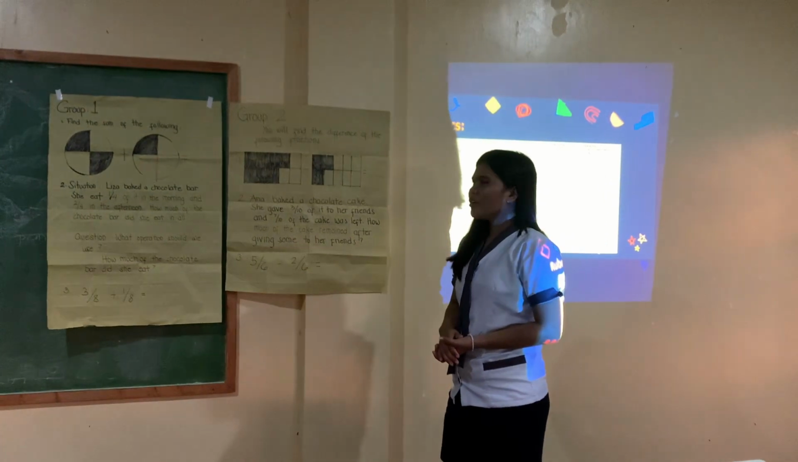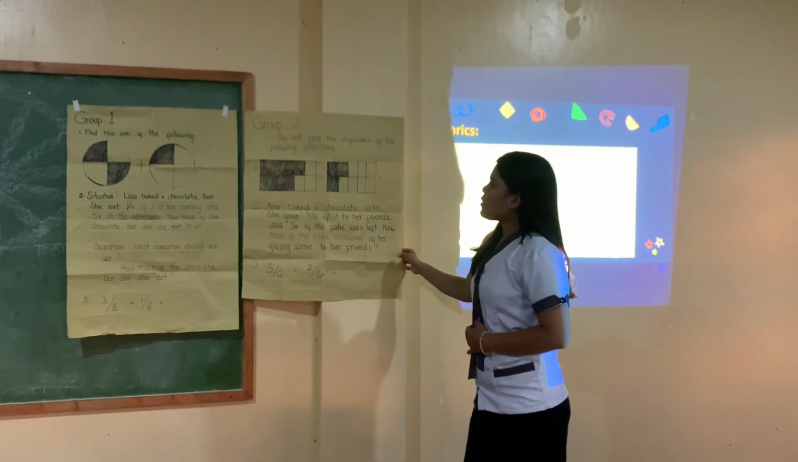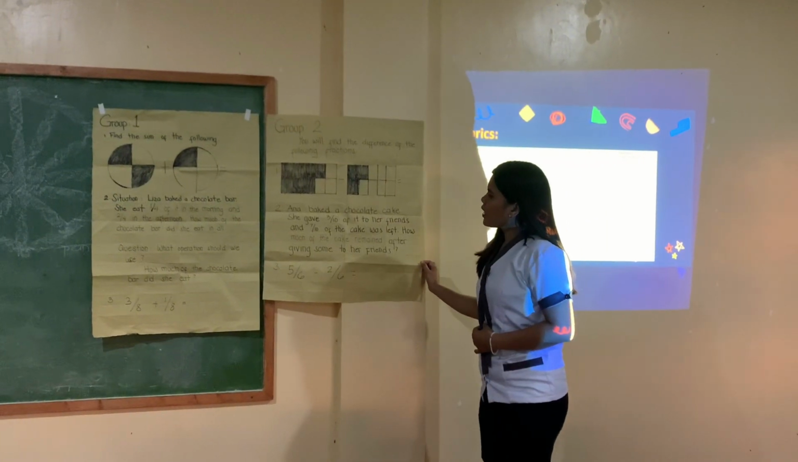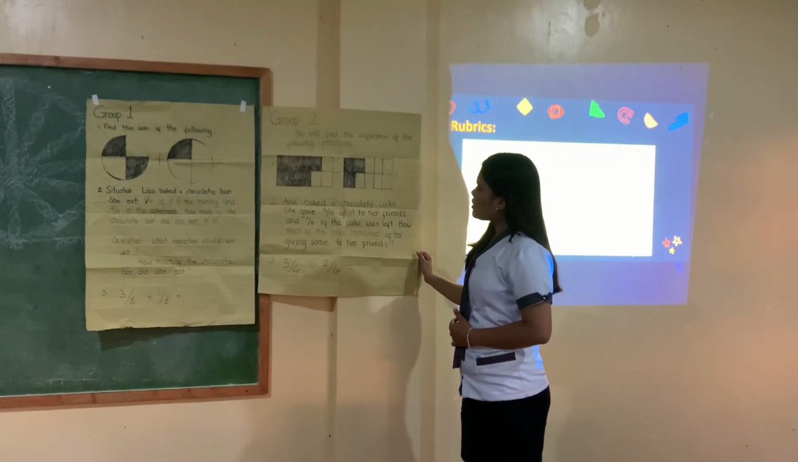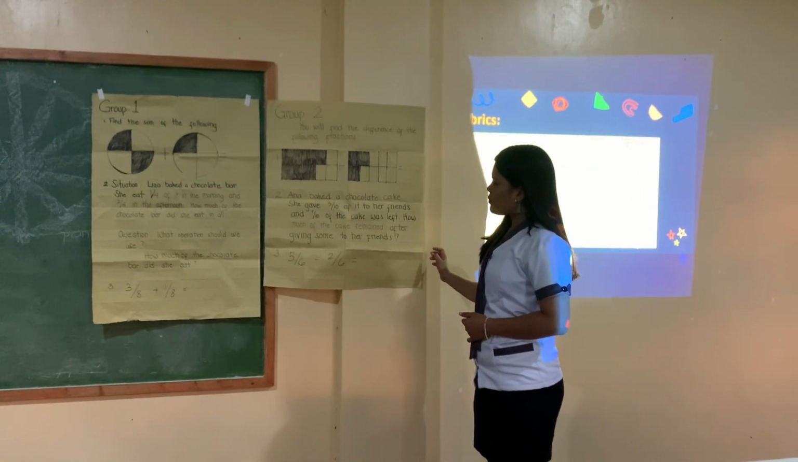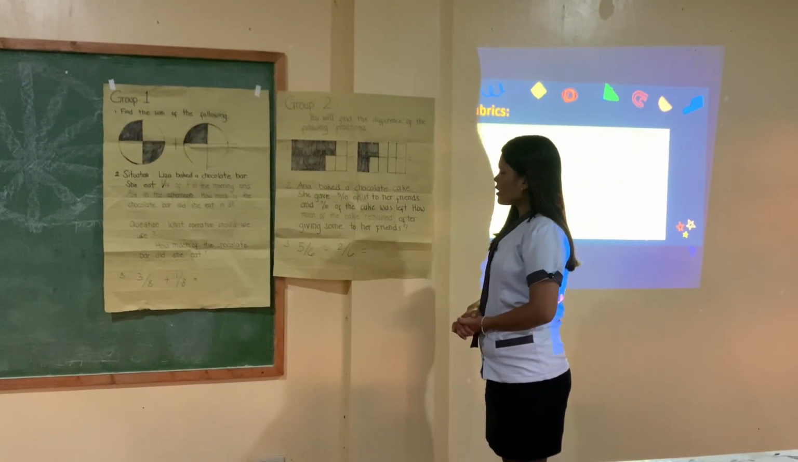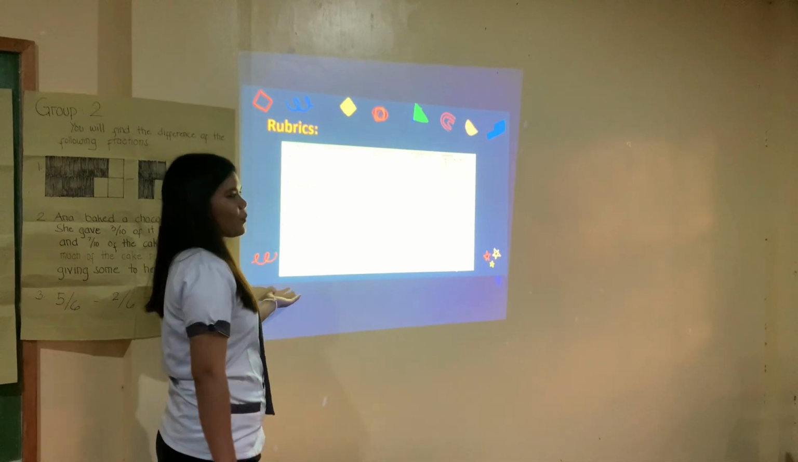Here's the activity of group 2. You will find the difference of the following fractions. Number 2 is the situation. Anna baked a chocolate cake. She gave 3/10 of it to her friends and 7/10 of the cake was left. How much of the cake remained after giving some to her friends? Number 3, 5/6 minus 2/6 is equal to blank. So here's the rubrics of this activity.